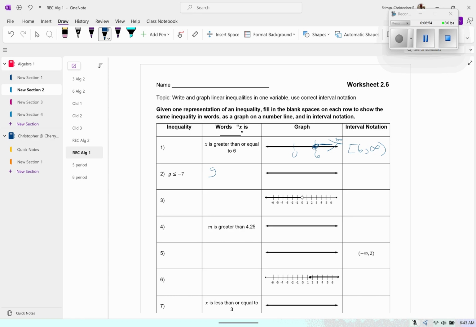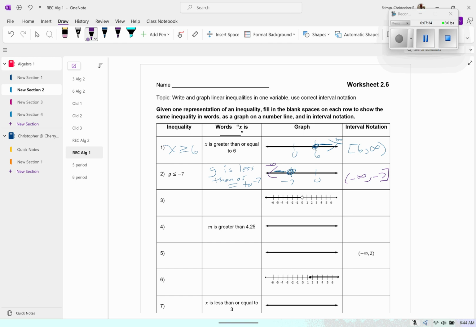This is G, and then x is greater than or equal to 6 is our equation. This is going to be G is less than or equal to -7. Okay, so we have 0 here, -7 down here. You want values smaller than and equal to. So you're going to have a solid dot there. And then we're going to say that's pointing to -infinity to -7. And it's going to be a hard bracket.